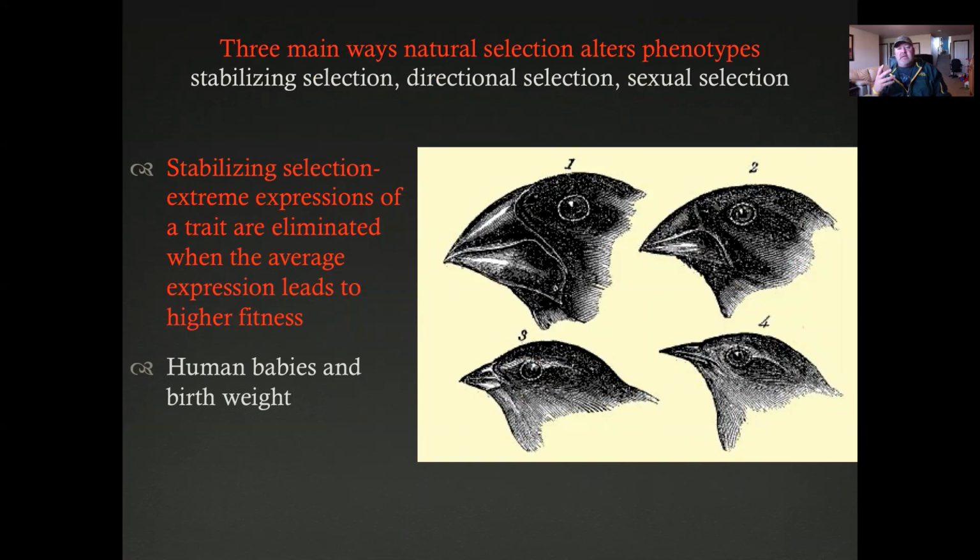So there's three ways that natural selection will alter the phenotype or the physical traits of those organisms. The first one is stabilizing selection. Extreme expressions of a trait are eliminated if the average, or the mix between the two, if you will, leads to higher fitness or more reproductive success. So the finches, right? We have the short stubby beaks versus the long slender beaks. Realistically, if you're in the middle somewhere, then you should be able to eat most nuts, and you can also get at most of the insects, right? So that makes those individuals with the intermediate beak a little more successful.